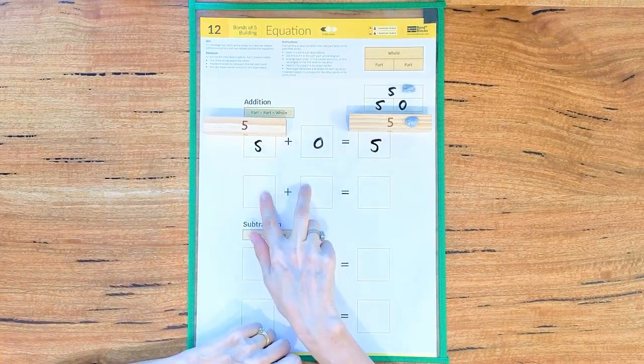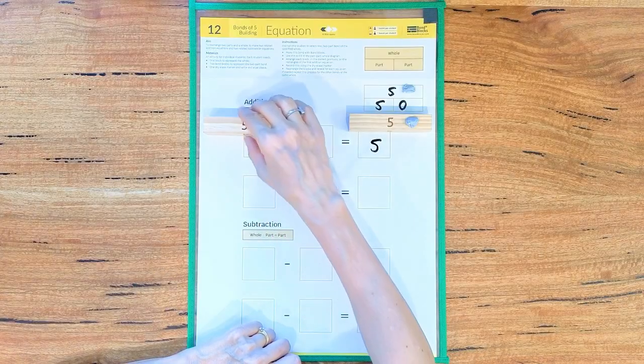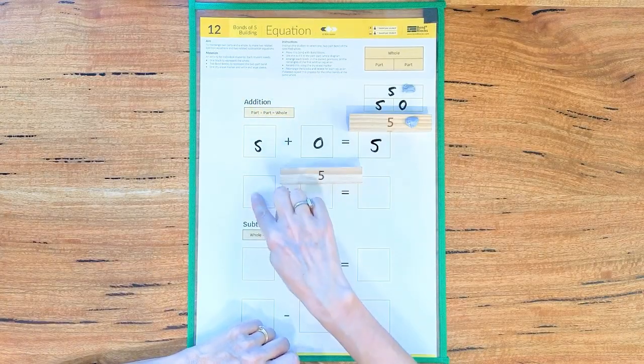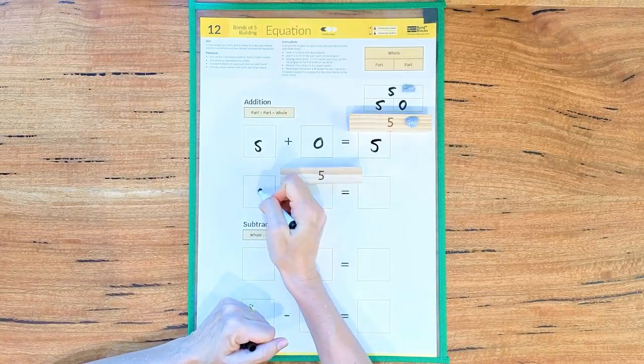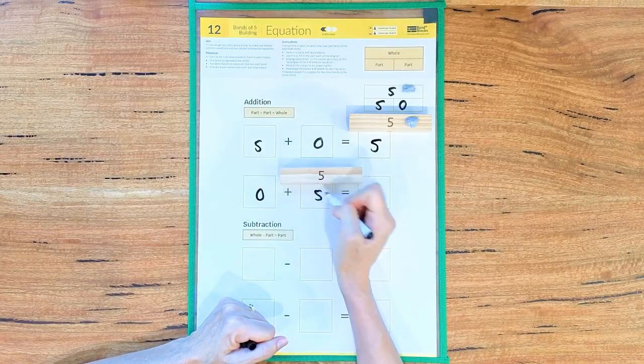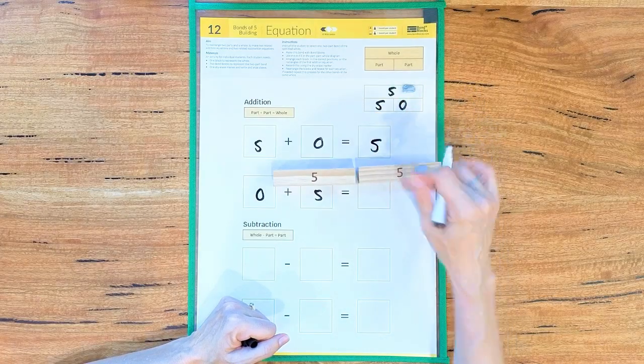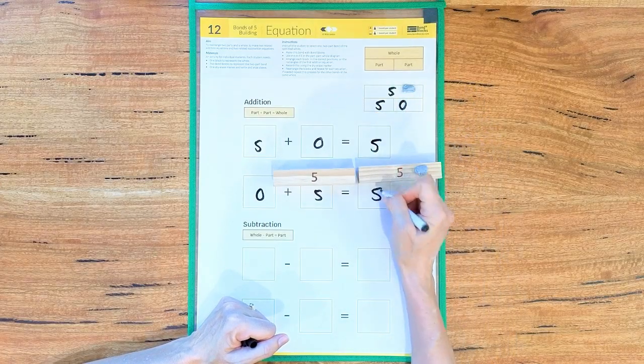I can swap the position of my parts, so this part of 5 can come here, and this part of 0 can come here. 0 add 5 equals, but my 5 that is the whole needs to stay in this position there.